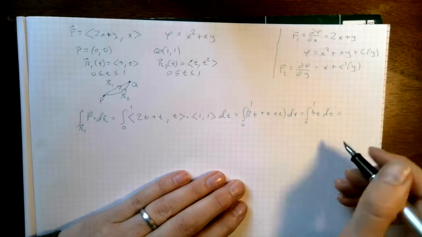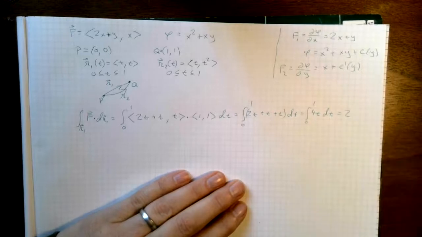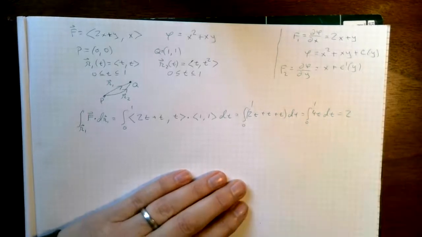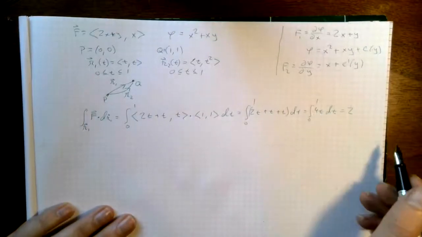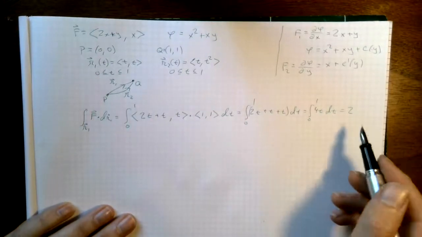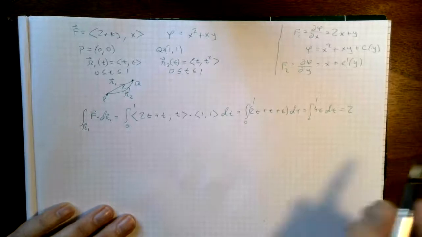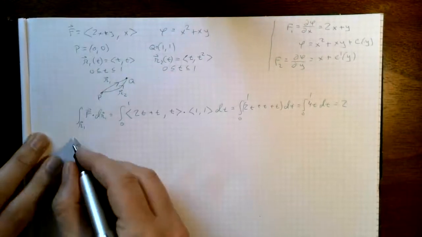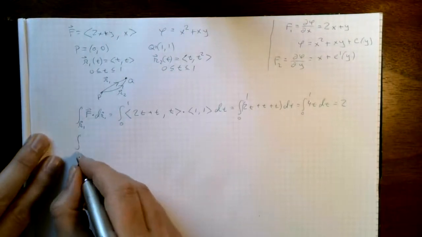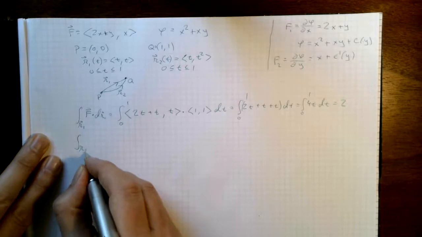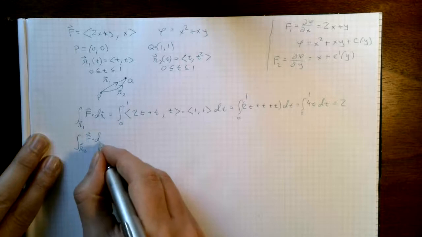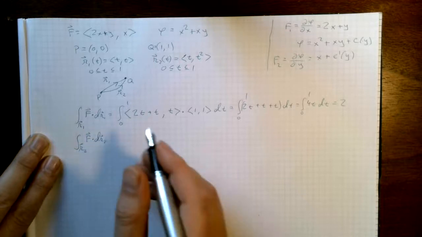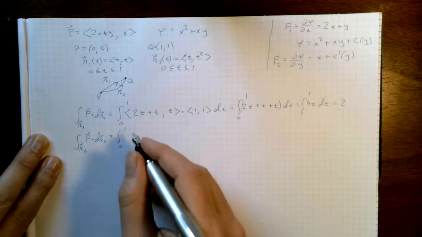So this is just 2, if I'm doing that right, hopefully I am. The integral from 0 to 1 of t dt is 1/2, so 4 times 1/2 is 2. All right, so let's do this along the r2, 0 to 1.